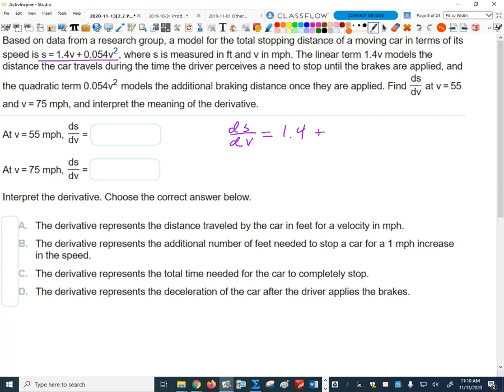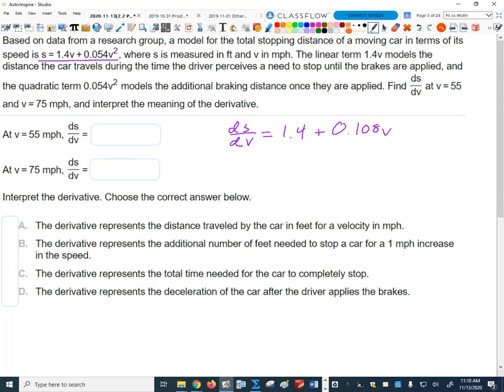So I'd bring that 2 down front, and I'm going to get, what, 0.108 v. Is that right, everybody? Did I do that right? I think I did. So there's my derivative function.